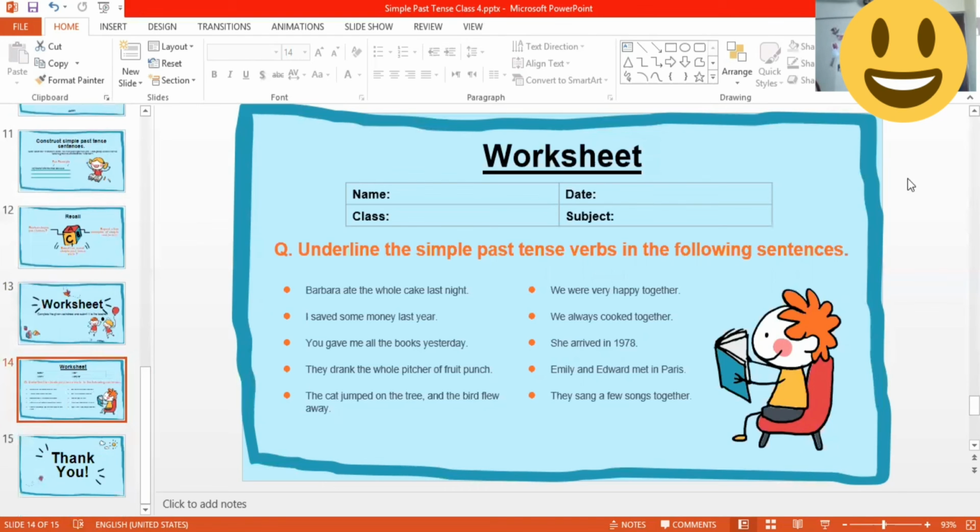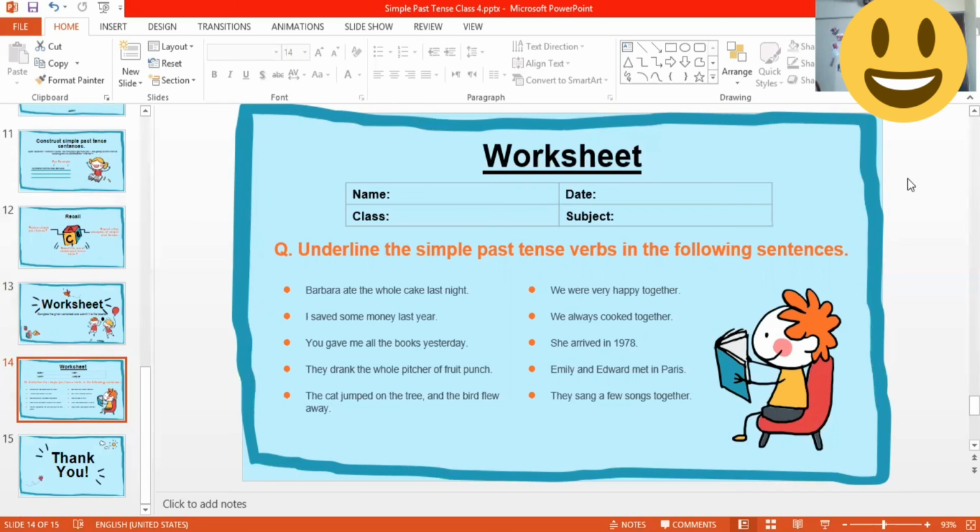Barbara ate the whole cake last night. I saved some money last year. You gave me all the books yesterday. They drank the whole pitcher of fruit punch. The cat jumped on the tree and the bird flew away. We were very happy together. We always cooked together. She arrived in 1978. Emily and Edward met in Paris. They sang a few songs together.